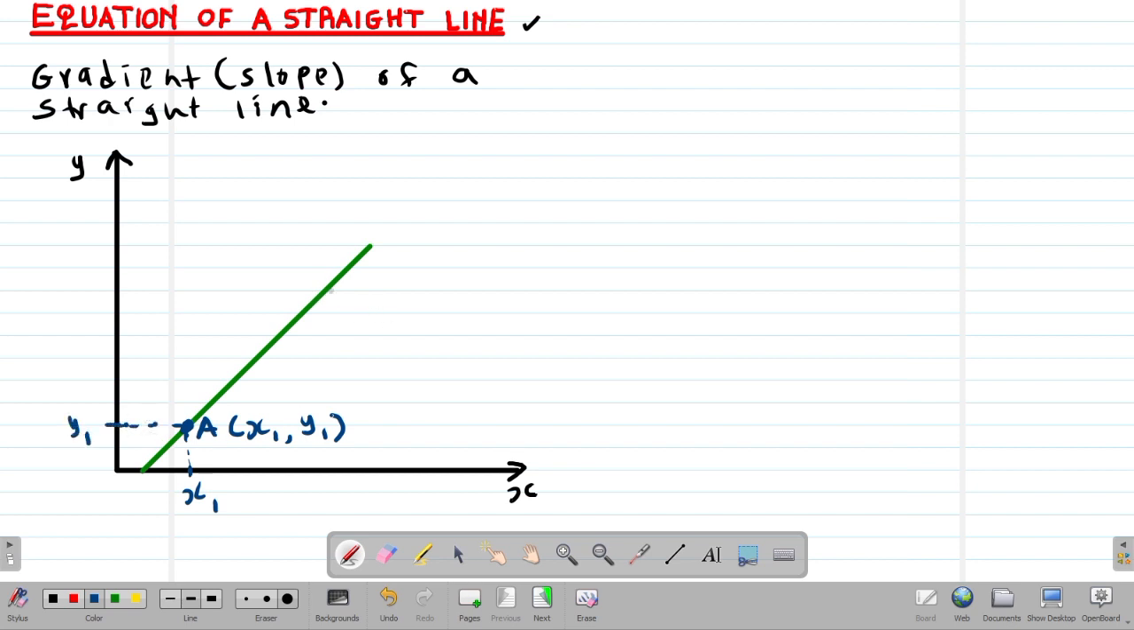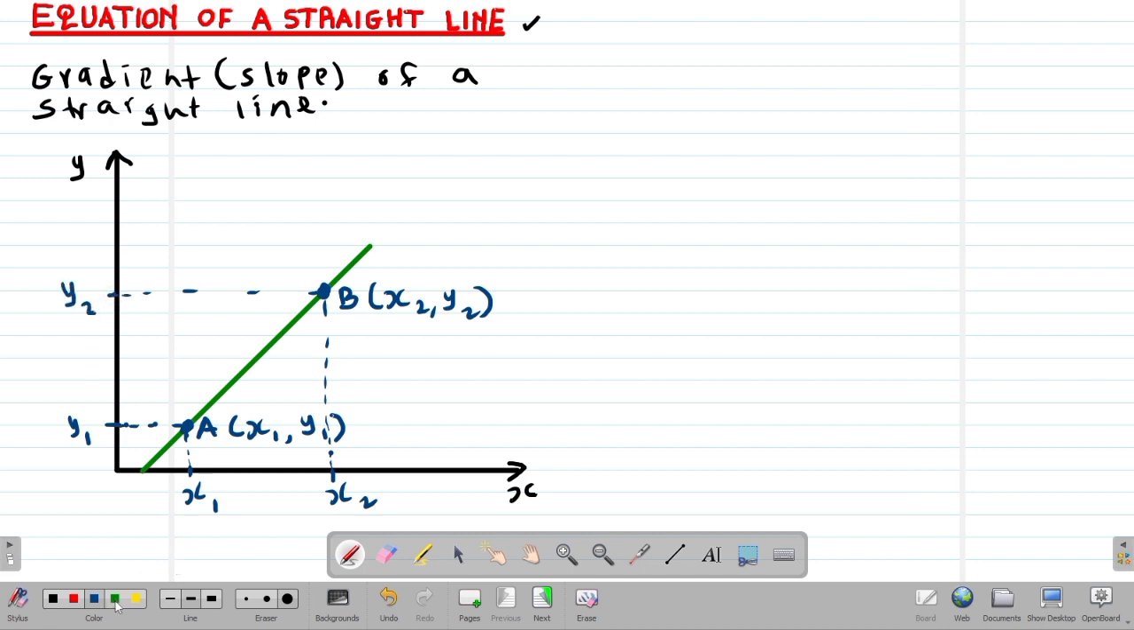Then I also let another point B lie on the same line. So I'll let point B have the coordinates x2, y2. This simply means that along the x-axis, the coordinate of point B is x2. Then along the y-axis, the coordinate of point B will be given by y2.